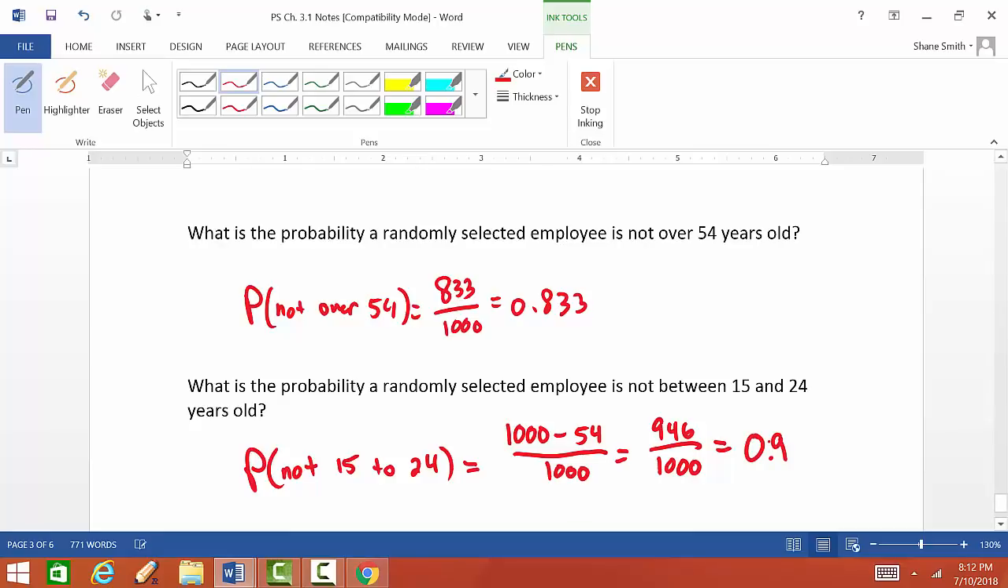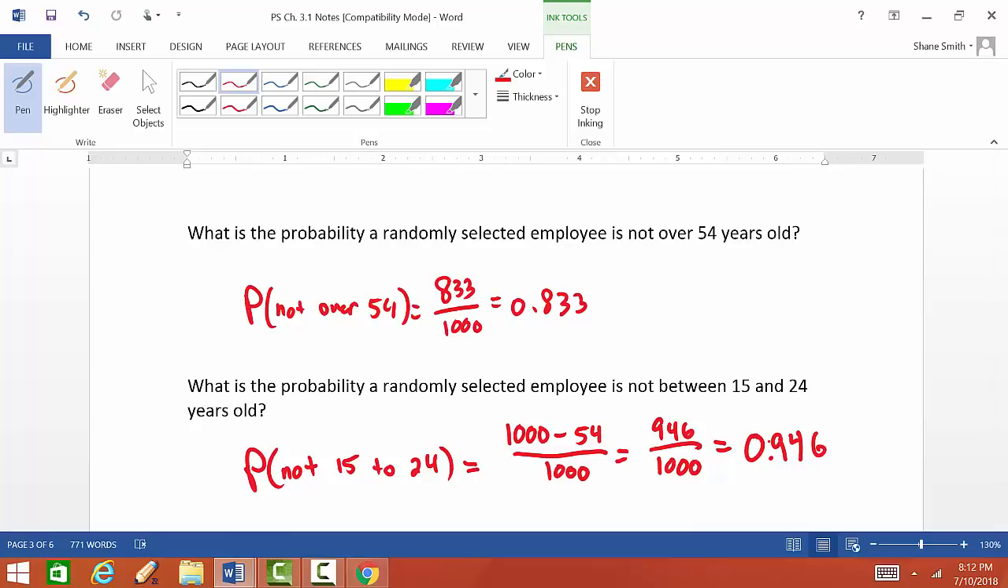Now you might say that's not a big deal, it's adding 5 numbers together, but what if you had like 50 categories or 100 categories? It'd be much easier to subtract from the total, like here 54 subtracted from 1,000, than it would be to actually add all those categories together.